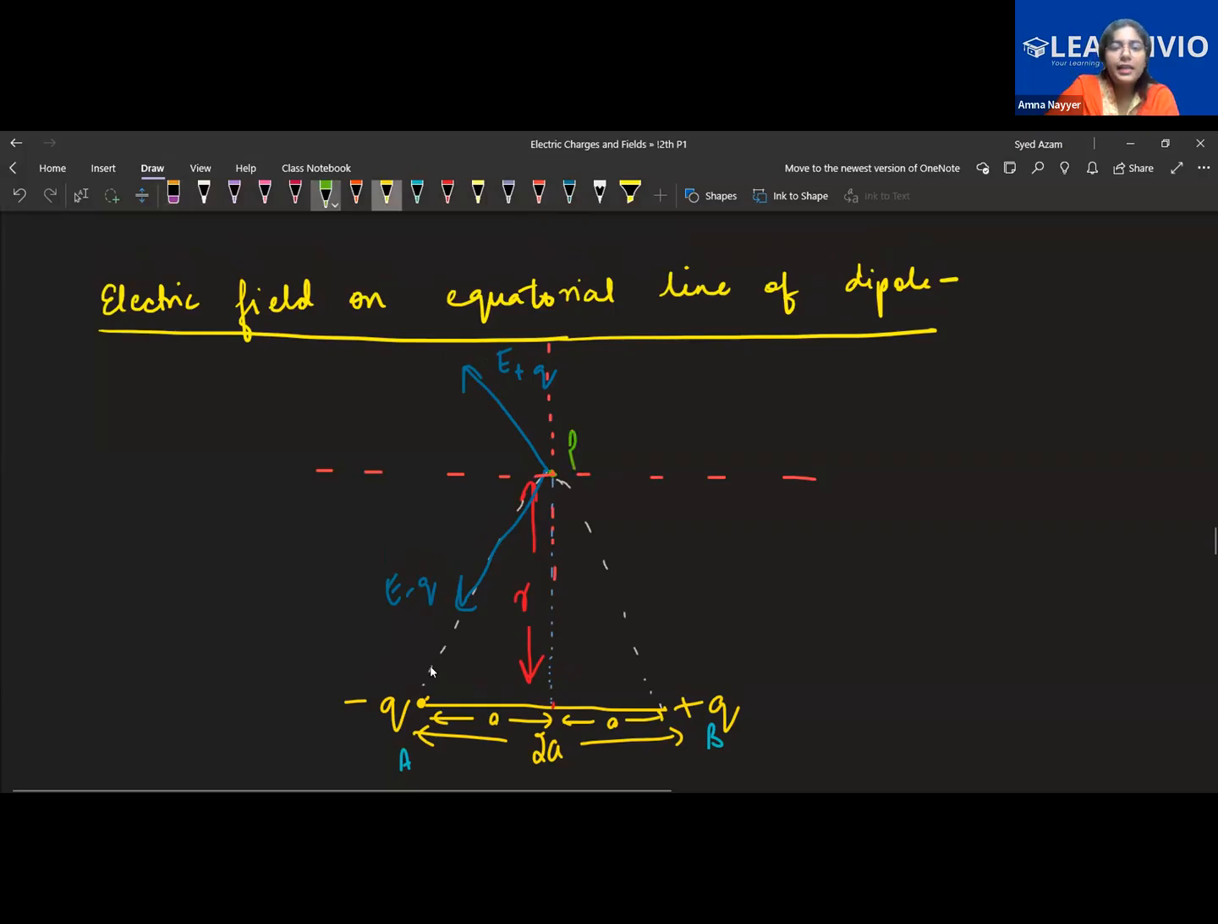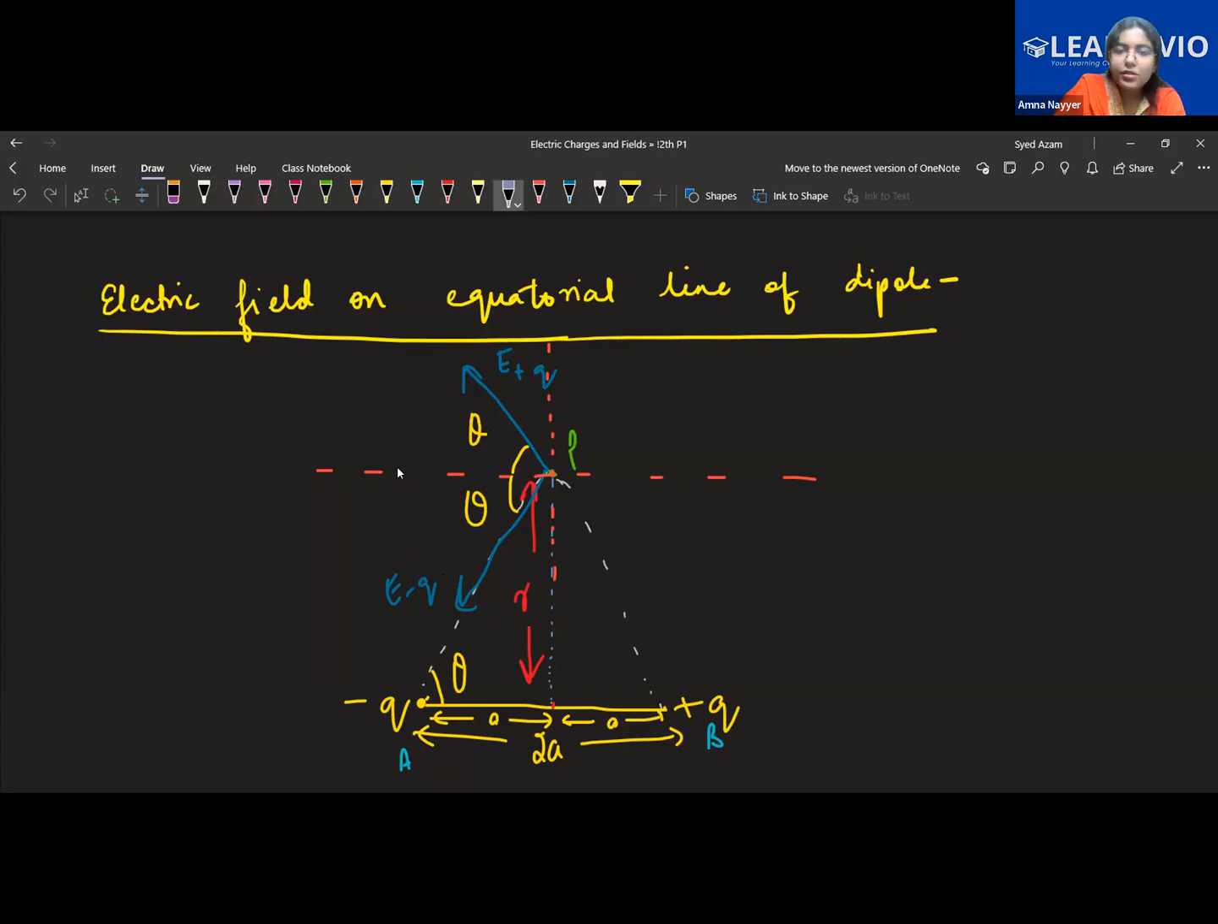So look, class, let us say this is angle theta. So this will also be theta, alternate angles, and this will also be theta by symmetry, right? Now, after applying the geometry part, we have to come back to our physics part, that is resolution of vectors. So see here, we are resolving E minus Q.